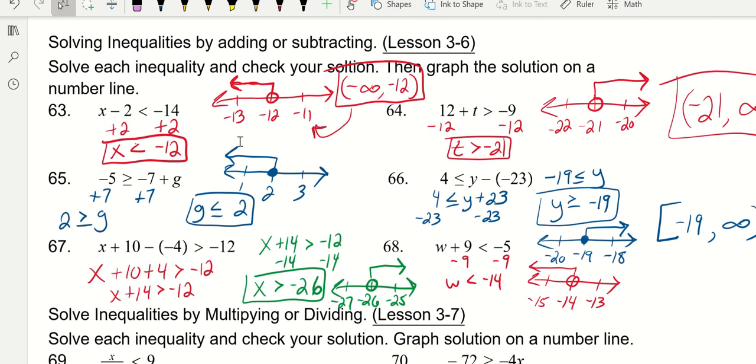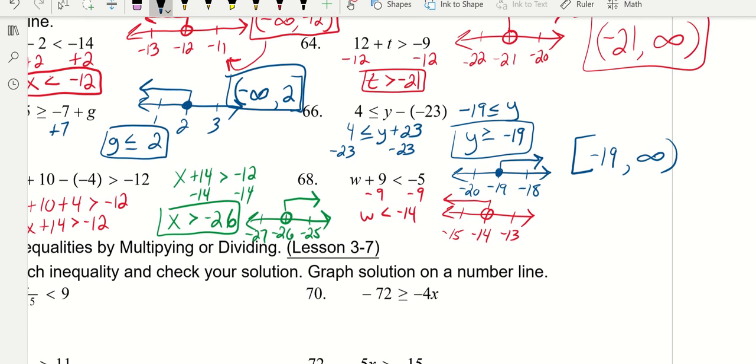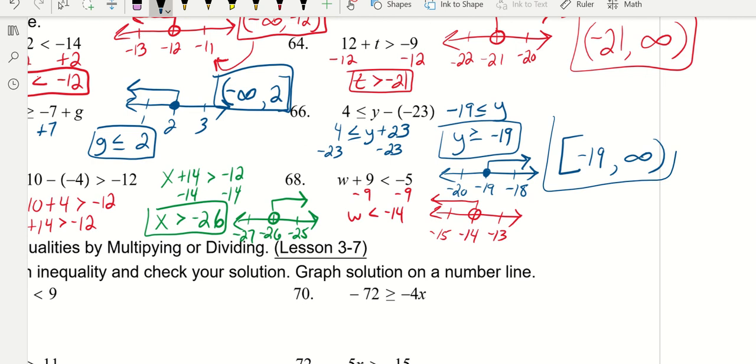On to number 65. This goes to the left forever, so the low end is negative infinity. The high end is going to be 2. Infinity always gets a parenthesis. 2 is a closed circle, so it gets a bracket. We'll put this in a box here, and put this in a box too. There we go.